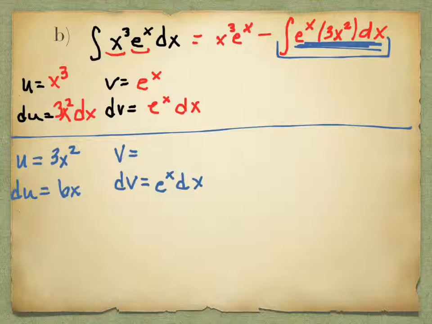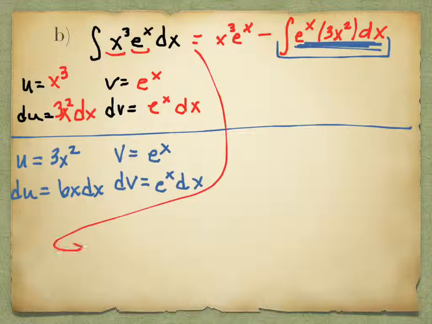6x dx. And what is the antiderivative of e to the x dx? E to the x. All right, so as I mentioned before, I've got to keep track of some of this stuff. So I've got my equals, I've got my x cubed e to the x, none of that changed, and I've got my negative. All of those pieces still are there.